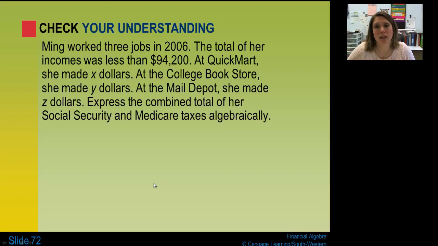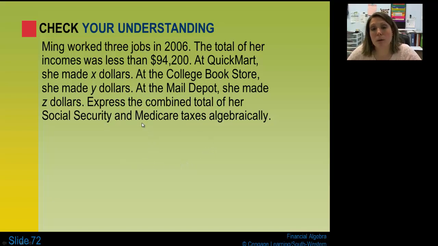Check your understanding. Ming worked 3 jobs in 2006. The total of her income was less than $94,200. At Quick Mart, she made X dollars. At the college bookstore, she made Y dollars. And at the mail depot, she made Z dollars. Express the combined total of her Social Security and Medicare taxes algebraically.